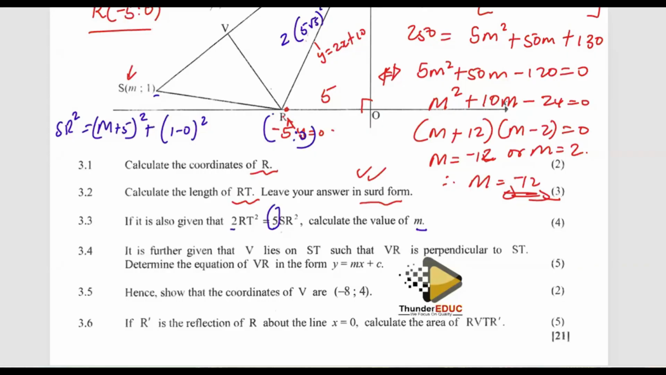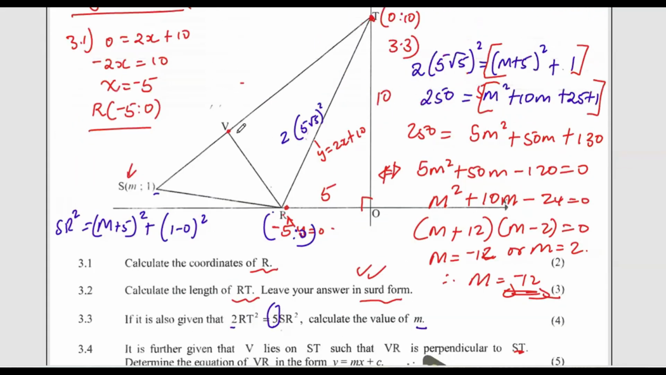Okay, so 3.4, they're telling us, further given that V lies on the line ST such that VR is perpendicular to ST, can we determine the equation of VR in this form? One thing we know is that for as long as lines are perpendicular, the product of their gradients must always be -1. So we're saying this is (-12, 1). Okay, that's (0, 10).